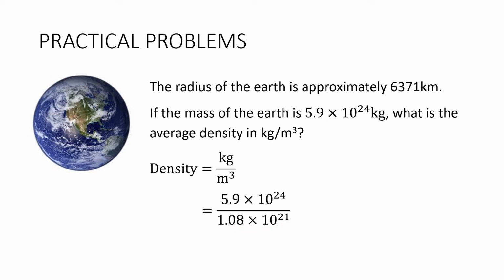Into the calculator, use your scientific notation button, and you will get 5,463 kilograms per meter cubed. So that means every cubic meter of the Earth, on average, weighs 5,463 kilograms.